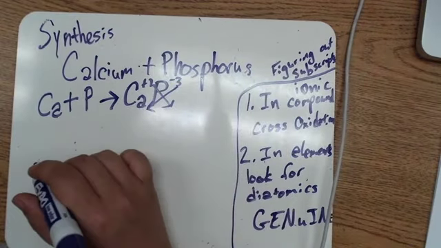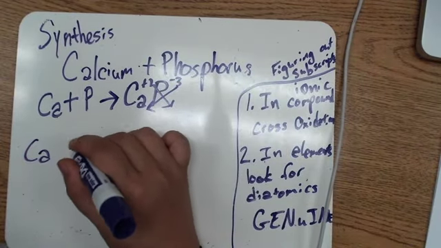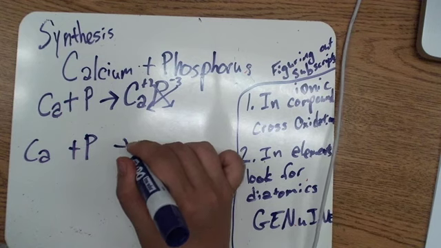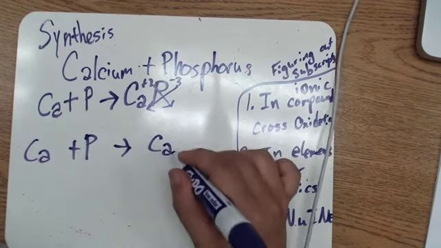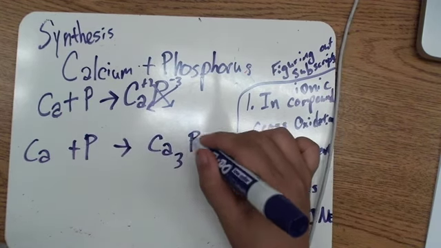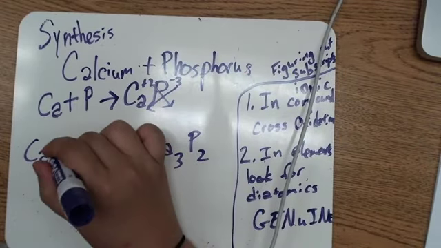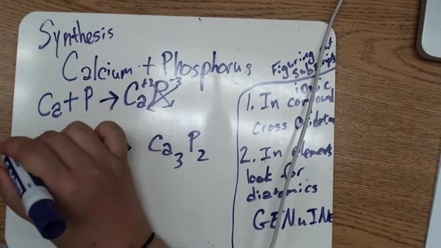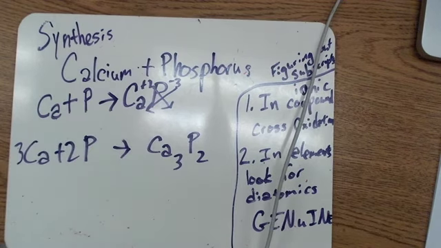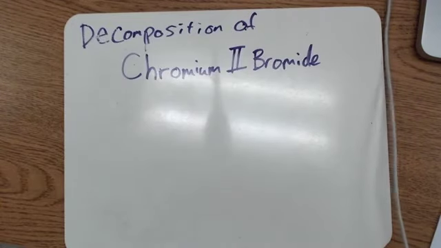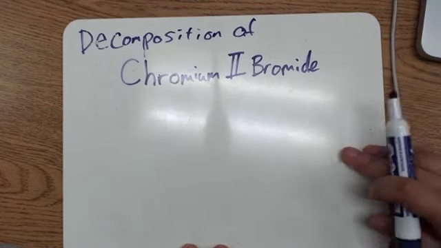Sometimes you forget if you're tired. All right, so it's going to be Ca plus P goes to Ca3P2 because I crossed my oxidation numbers. This is going to be easy to balance. I just need 2 phosphorus here, 3 calcium here. This brings us to a decomp reaction.